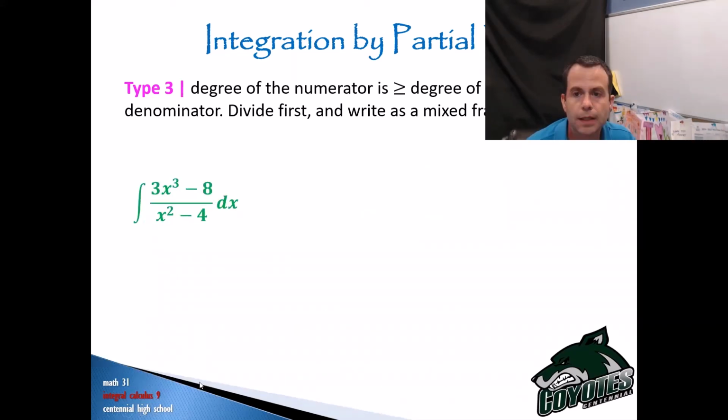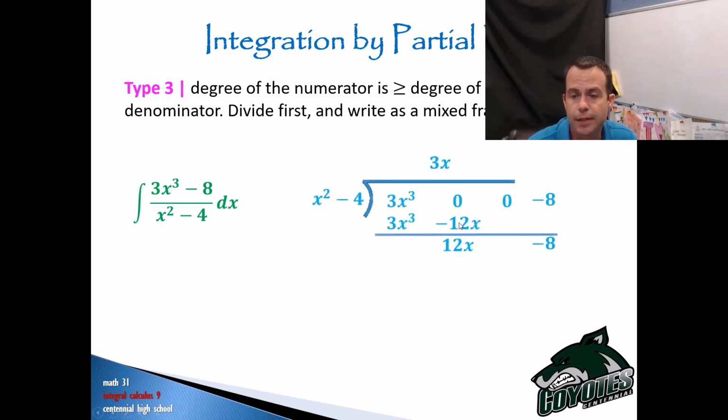All right. Last example of our time together today, we want to integrate 3x cubed minus 8 over x squared minus 4. Now, the first thing I want you to notice is the degree on top is larger. So if the degree on top is larger, I'm going to start by breaking this up into two fractions using long division. So I've got my x squared minus 4 on the outside. And then I've got my 3x cubed. I'm going to need a 0x squared, a 0x, and then a -8 on the inside.